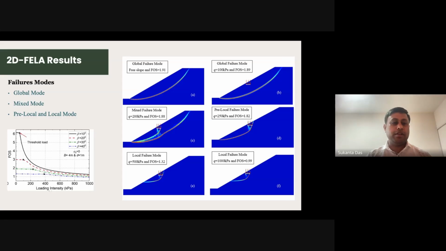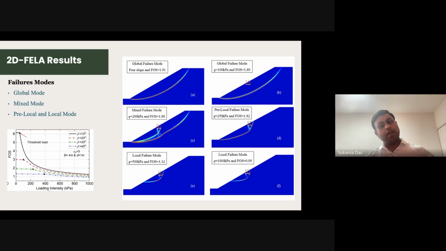And you will be surprised to know this failure mechanism is observed at the threshold load. Just after the threshold load, you will see this kind of problem, and then it is going to convert into a localized problem. Further, if you increase, you can see this region. So now you have a clear understanding of how slopes fail under building loads, and stability can decrease. This is a very new kind of study.